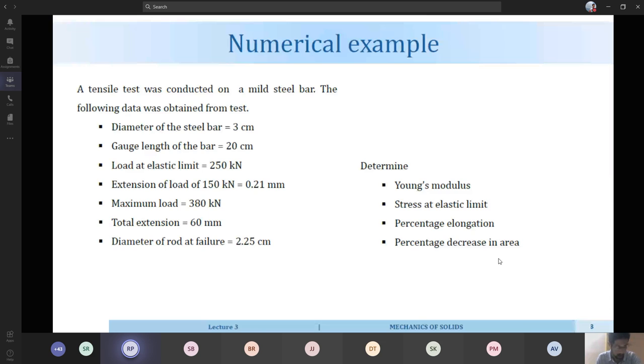Okay, so sigma is E times epsilon. You need to find epsilon, and E here is the elastic modulus. So how do you calculate sigma and epsilon here?